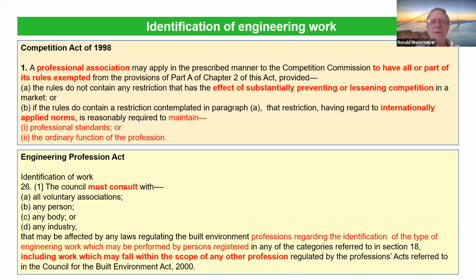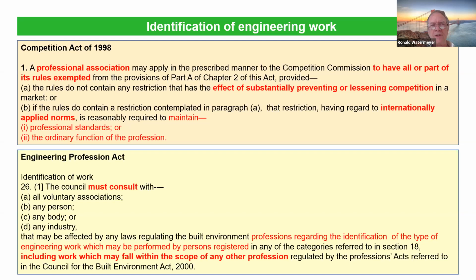The first thing we've got to remember is the Competition Act. The Competition Act says a professional association may apply to the Competition Commission to have all or any part of its rules exempted from the provisions of the Act. The rules the Act is concerned with are any rules we have as a profession that substantially prevent or lessen competition in a market, and one requires exemption from those. If the rules contain a restriction, they will look at international norms, and it would have to be reasonably required to maintain professional standards or the ordinary function of the profession.